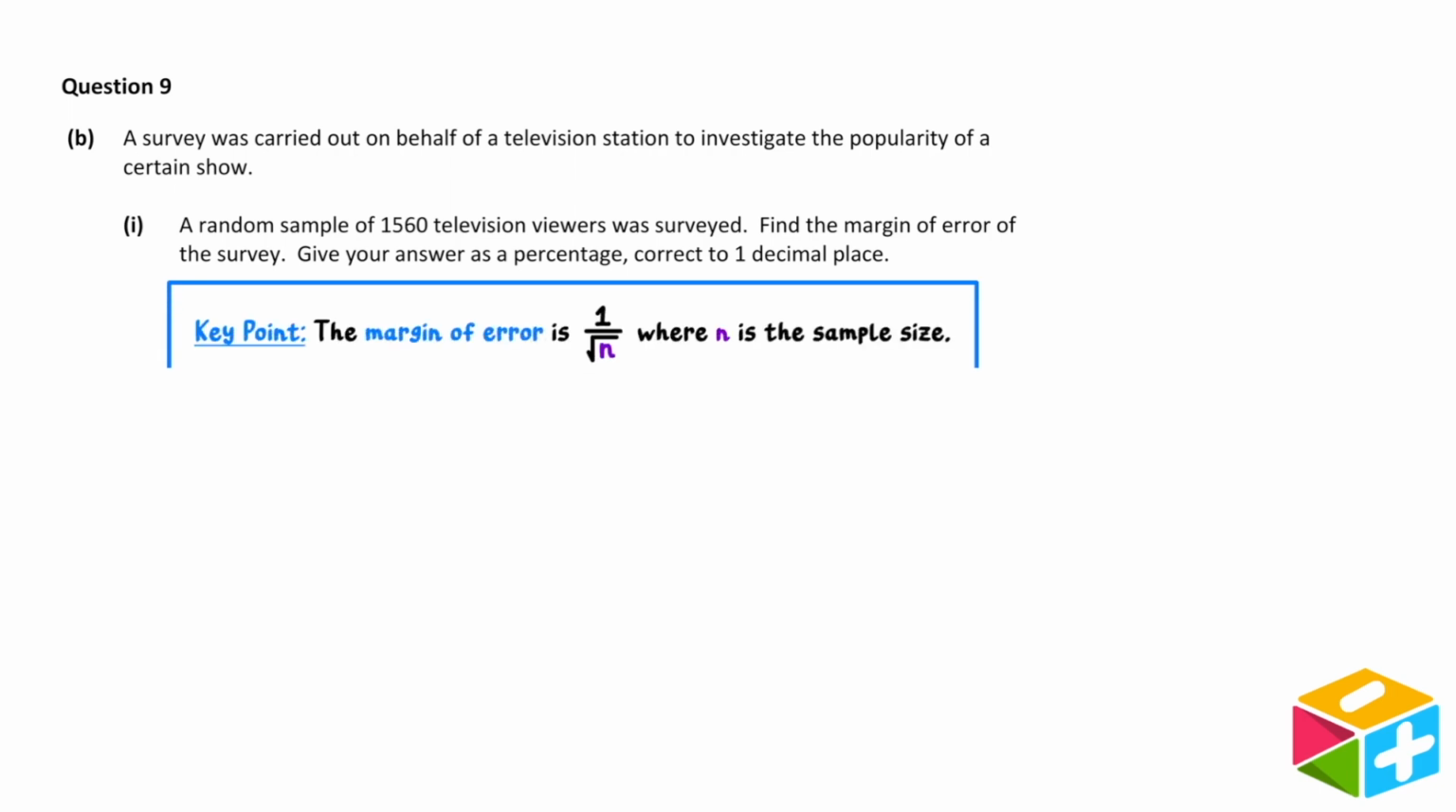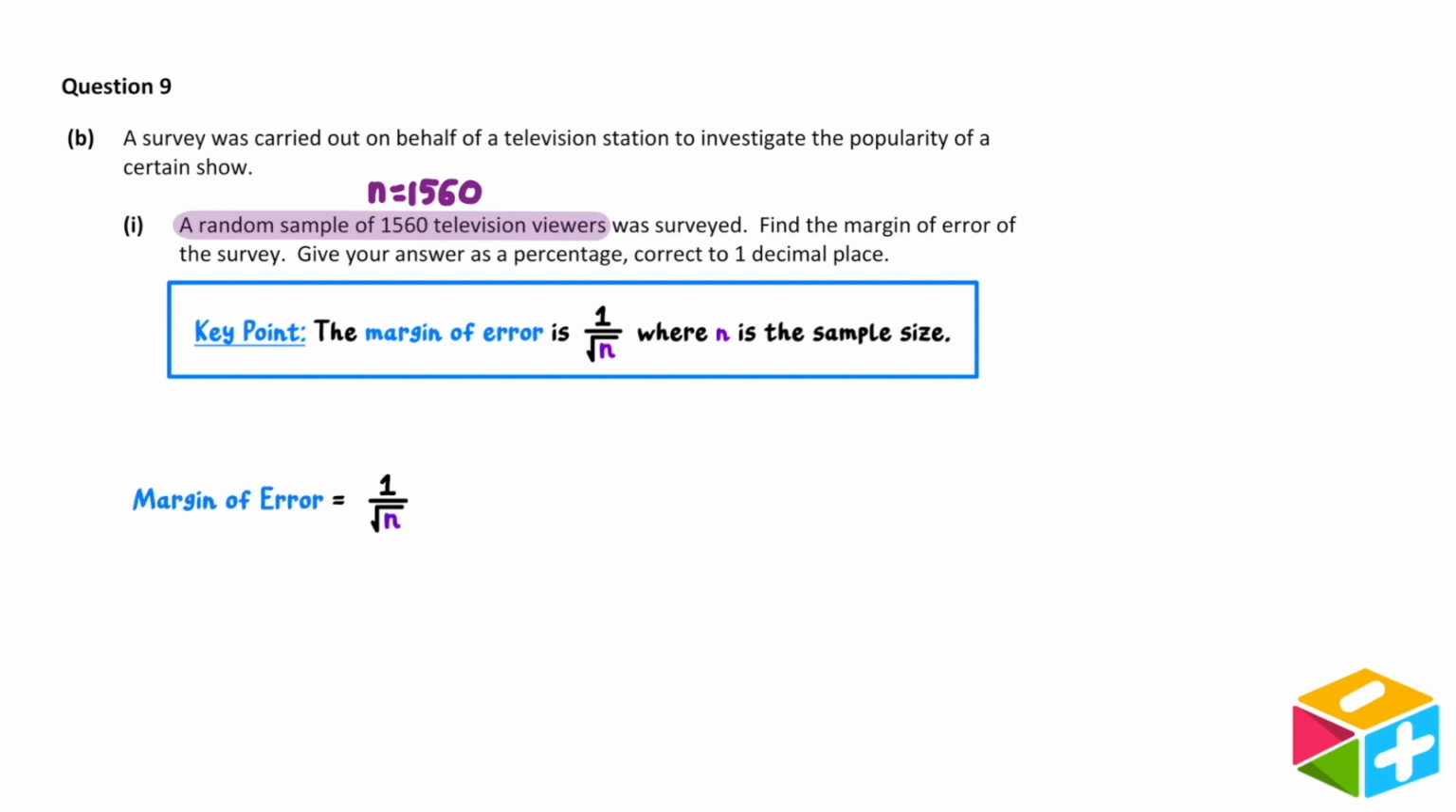The key to solving this question is the fact that the margin of error is 1 divided by the square root of n, where n is the sample size. In this question, we have a random sample of 1,560 viewers. So the sample size, n, is 1,560. Subbing this in, we see that the margin of error is 1 over the square root of n, which becomes 1 over the square root of 1,560.